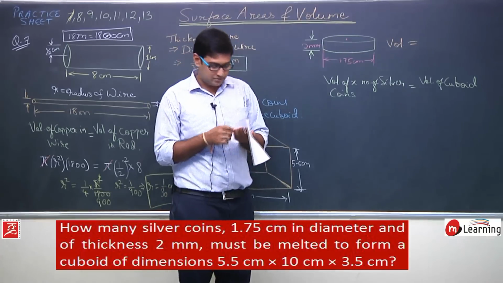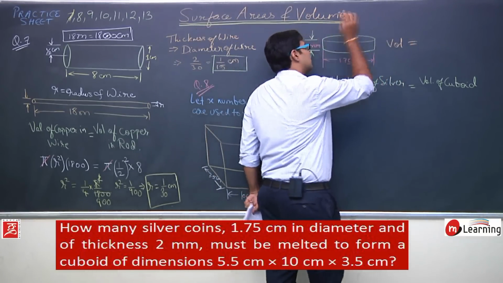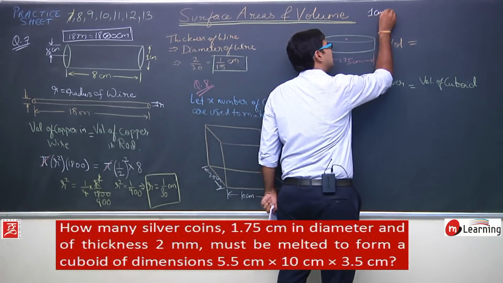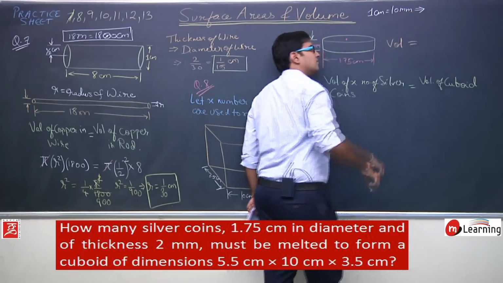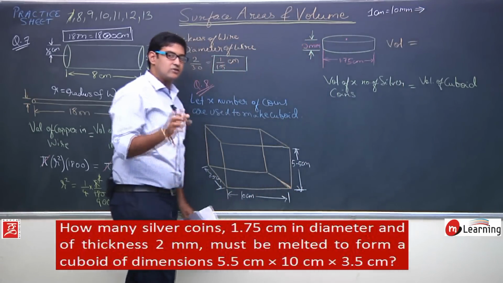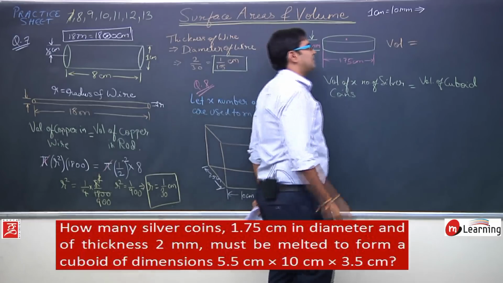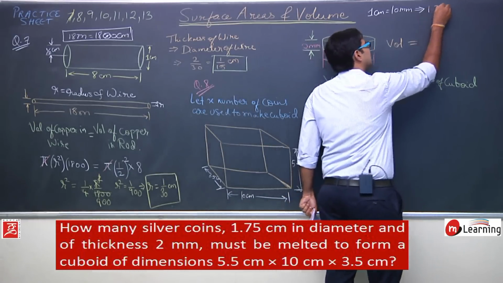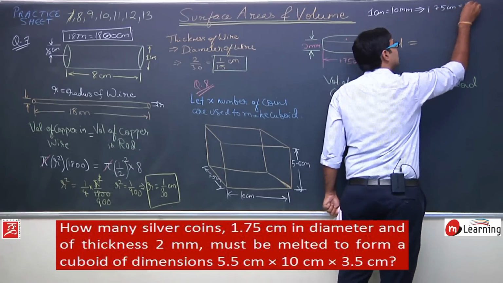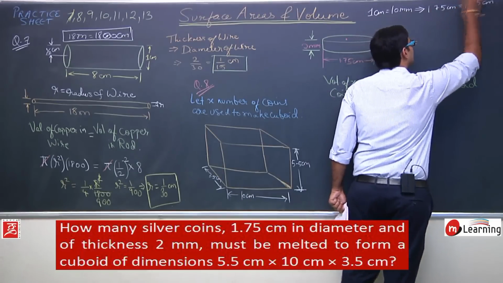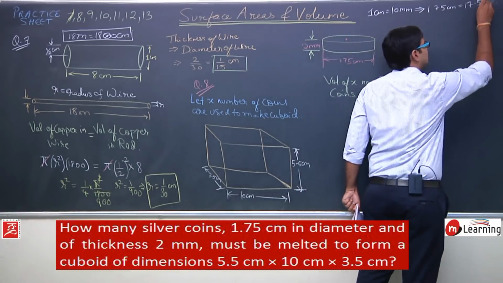So how to convert this millimeter and centimeter? What I can observe is that 1 centimeter is equals to 10 millimeters. This is the conversion unit. Okay, 1 centimeter is equal to 10 millimeter. Then what is 1.75 centimeter? So 1.75 centimeter is multiplied by 10 and it will give you 17.5 millimeters.